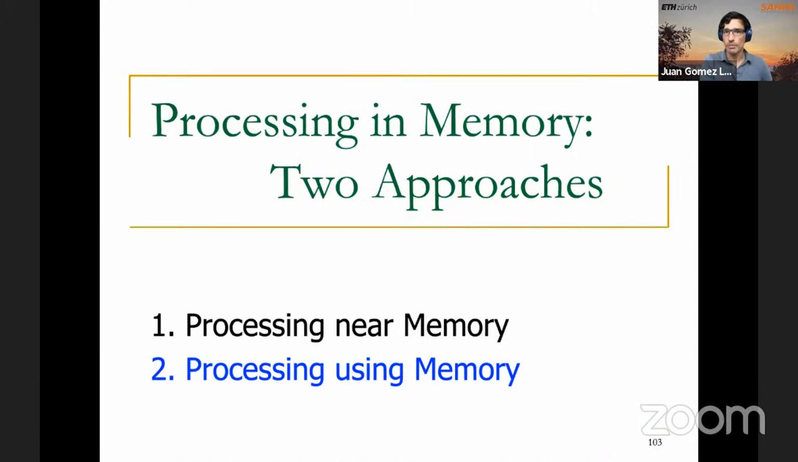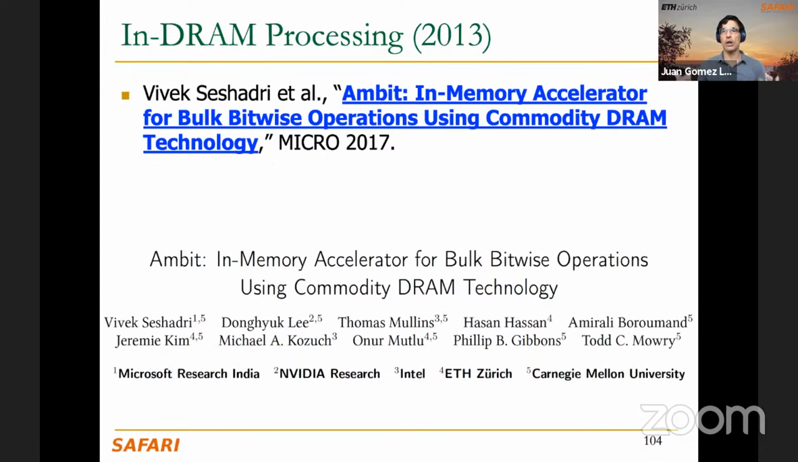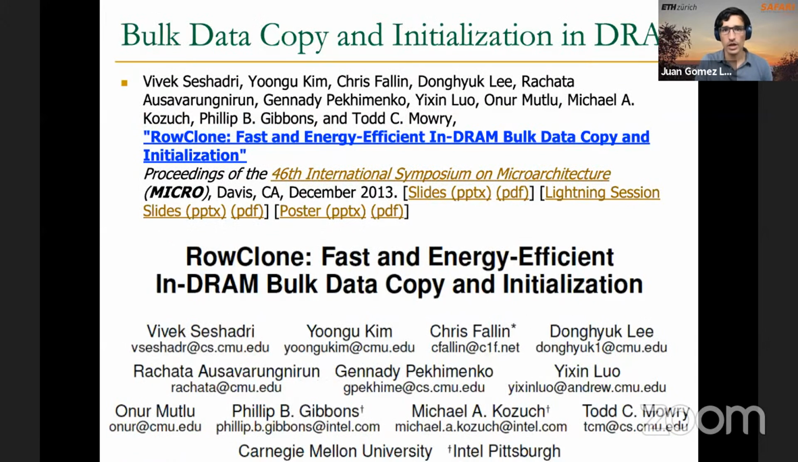Okay, so I'm done with the first part of the first approach, processing near memory. The second one is processing using memory. So the key idea in processing using memory is that we are going to exploit the analog capability of memories, of the memory cells, in order to perform some sort of operations. The very first example, and actually that's what corresponds to the title of this slide, comes from 2013, is the RowClone paper. This first paper in this direction proposes a way of doing both data copying and initialization in a very efficient way inside the DRAM subarray.